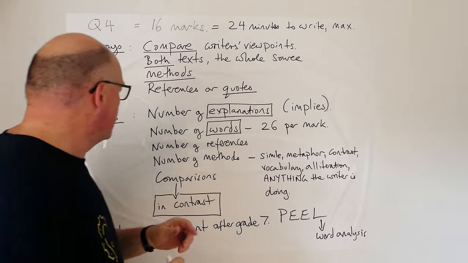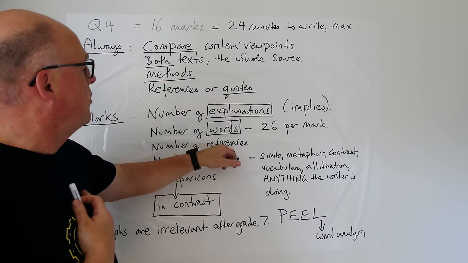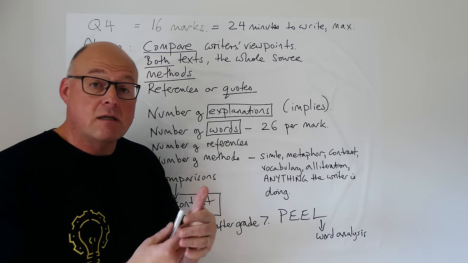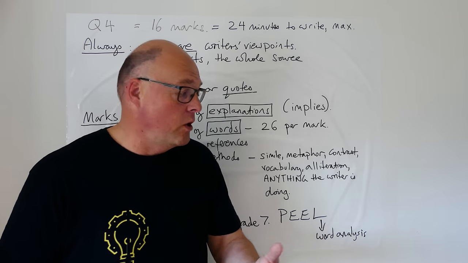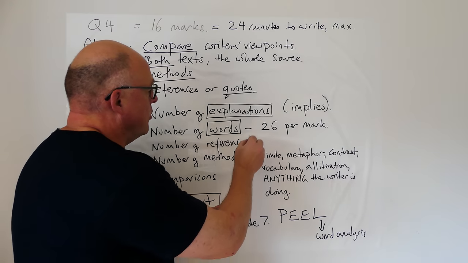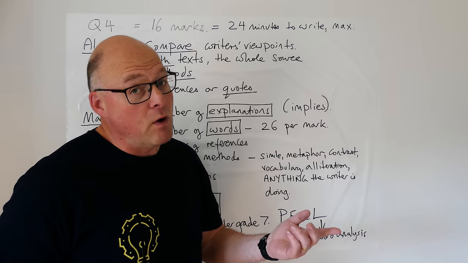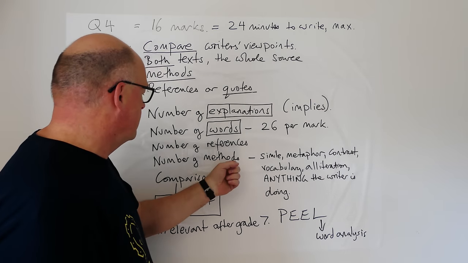Right. The number of references. So I would have thought that the more quotes I have, the more evidence I have, that's going to link really closely to the marks. Well, it turns out not. So yes, you want to quote, but you might quote something and write more than one explanation. Then it will get more than one mark. So it's not as closely linked to the number of quotes.